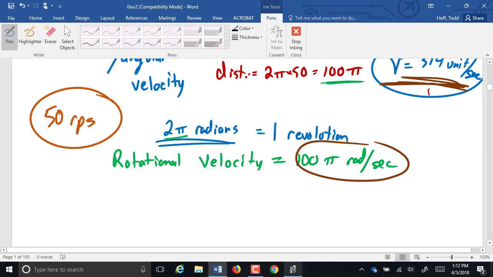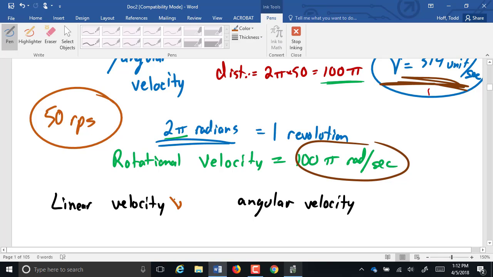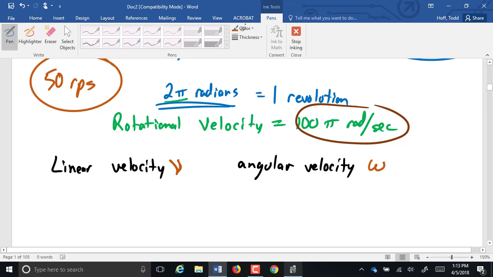So there's a relationship that's developed here between linear velocity and angular velocity. So our linear velocity, remember, is still v. Angular velocity is the letter omega. Looks kind of like a rounded W. Linear velocity is equal to the radius times the angular velocity.